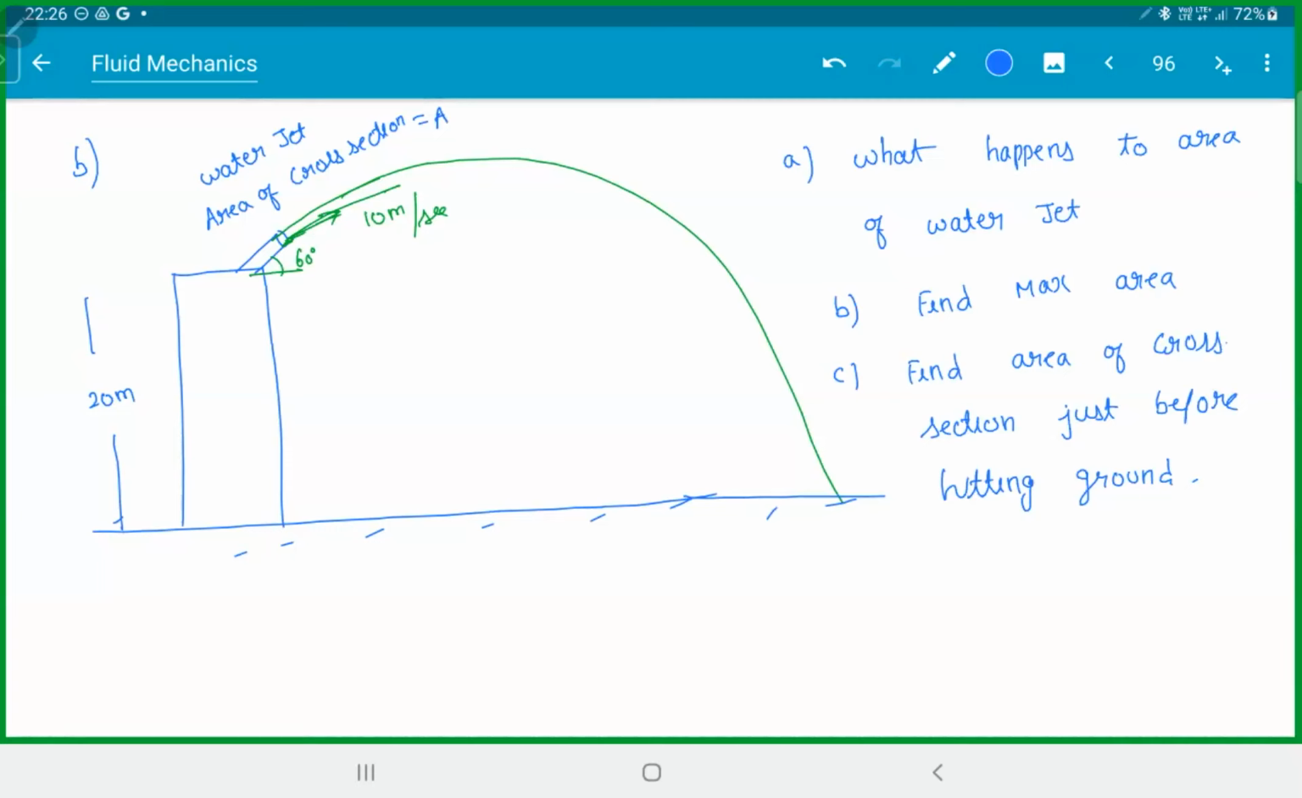Any answers? So you need to think like this, Resina. Area into velocity is constant, right? What happens to the speed of the water jet? As it is going up, the speed decreases, and then while coming down, speed will increase. The speed of the water jet will decrease and increase. So area will increase and decrease. Speed of the water jet decreases till H max and then increases. That means at H max we may get maximum area.